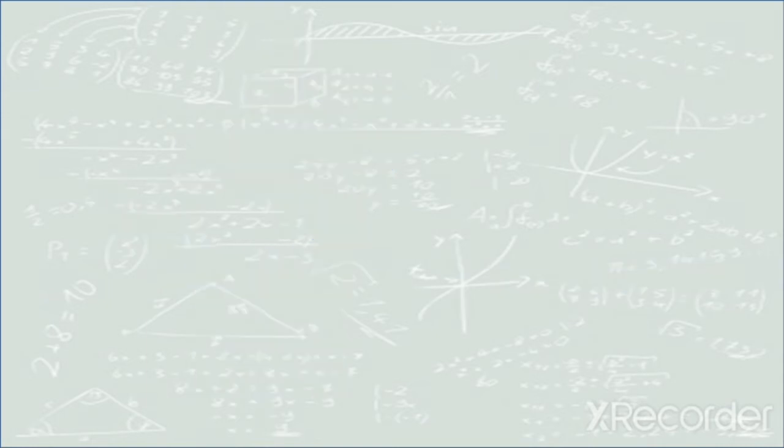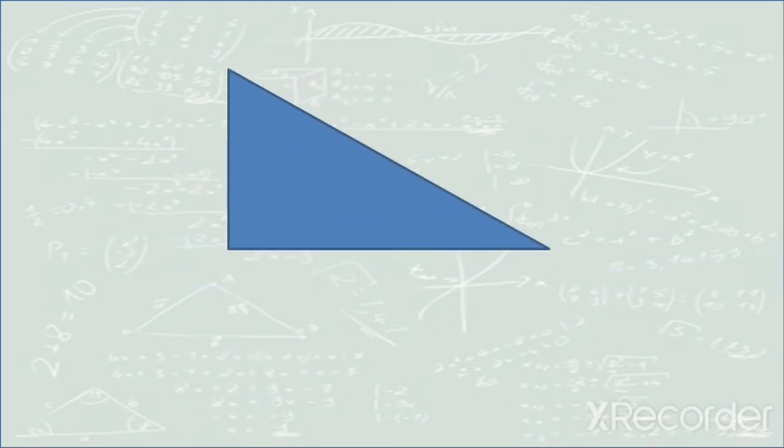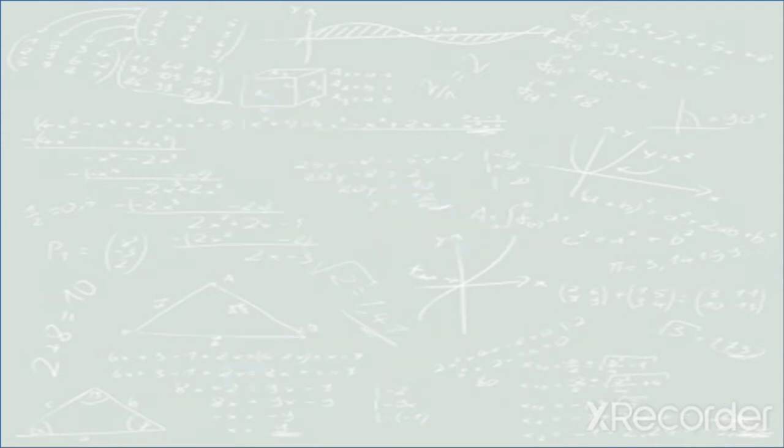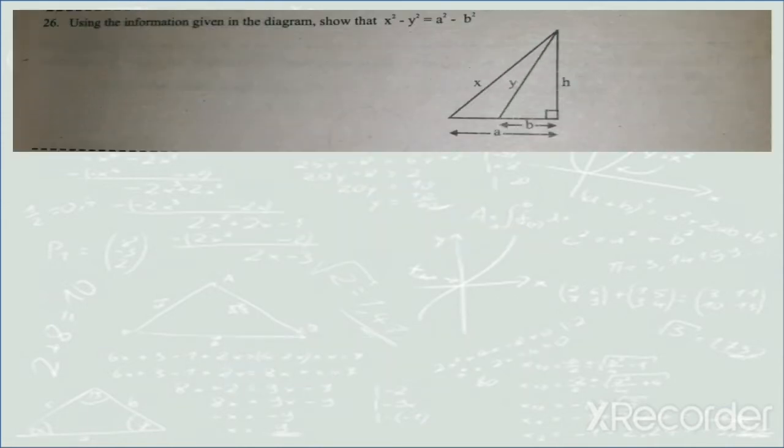So keep this in your mind. If the hypotenuse is A and the other sides are B and C, you can easily remember this as A squared equals B squared plus C squared. Okay, first of all you have to identify what the hypotenuse is. Let us move on to a question.